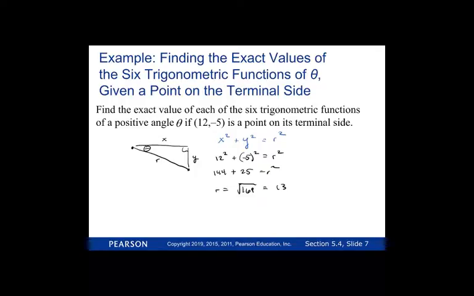So let's fill these in. Our x was 12. This y was negative 5. And this r was 13. Find the exact values of the 6 trig functions. Okay, so we should have everything that we need. So let's do it like this.